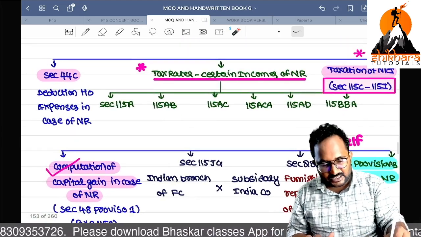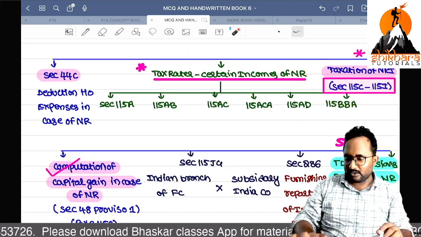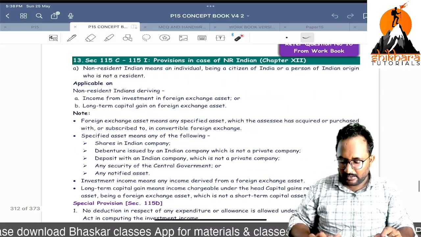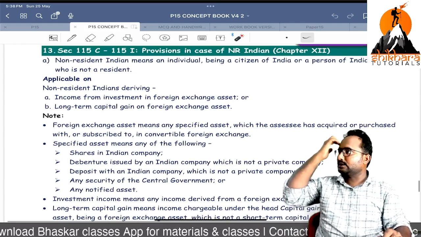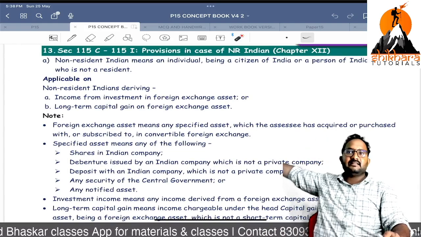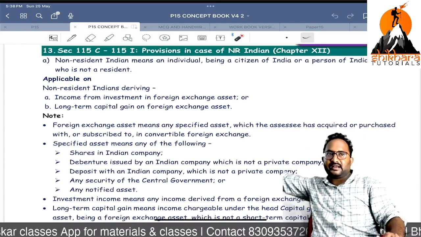Now, shall we start the non-resident taxation provisions? Okay, please open the NRI provisions. Important. Nearly I want to take 20 to 30 minutes for these sections only. Please listen carefully. Important. Directly you can get the questions also.